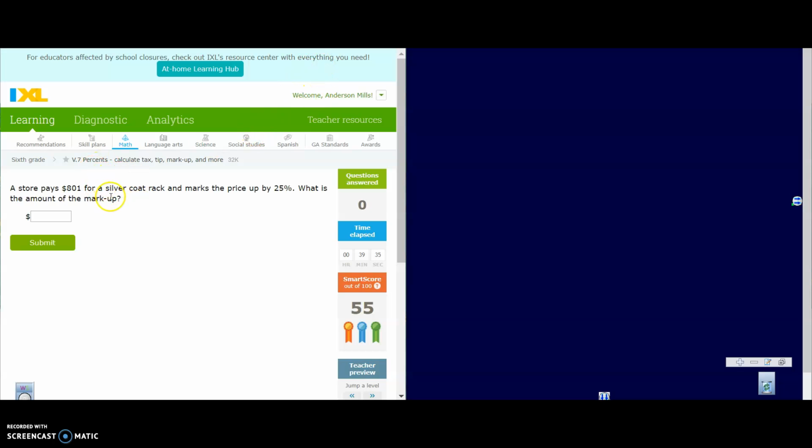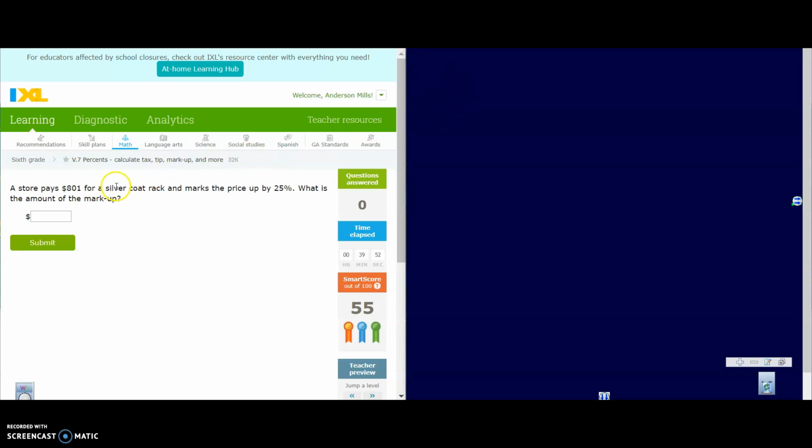So guys, another type of problem that we'll see with markups, as well as tax and tip, is they're just asking us for the amount. So we're not finding any kind of new price or total cost. We're just finding the amount, which means we're just finding percent of a number.